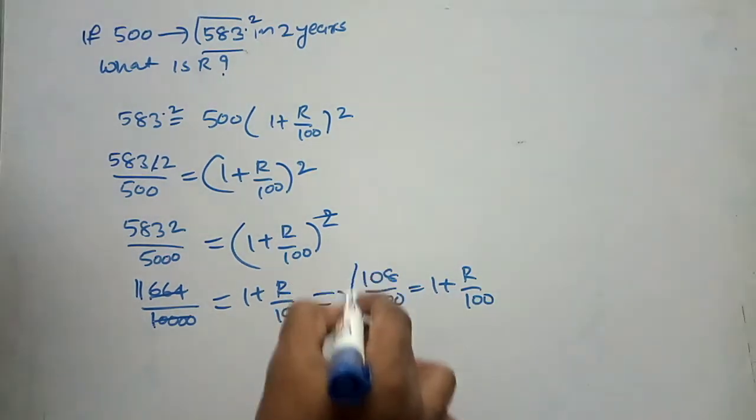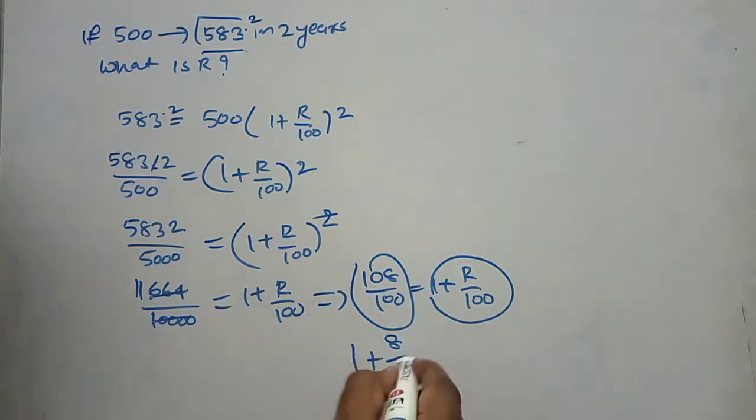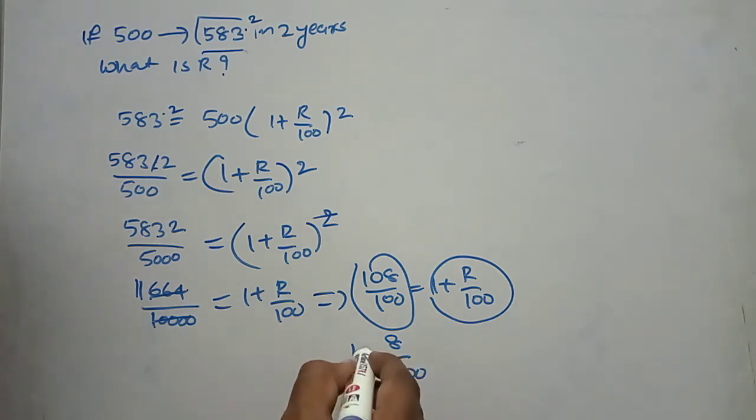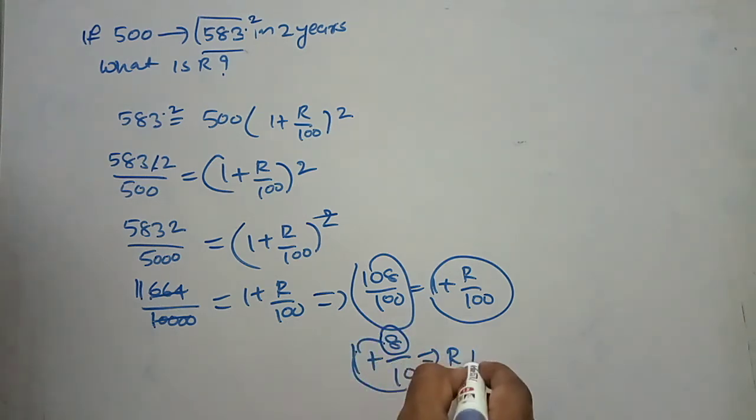This can be written in this notation as 1 plus 8 divided by 100, right? 100 plus 8, 108 divided by 100. So 8 is the rate of interest. Like that we can solve some of the examples. These are all simple notations that we find based on the simple formula we have studied as part of compound interest, along with simple interest.